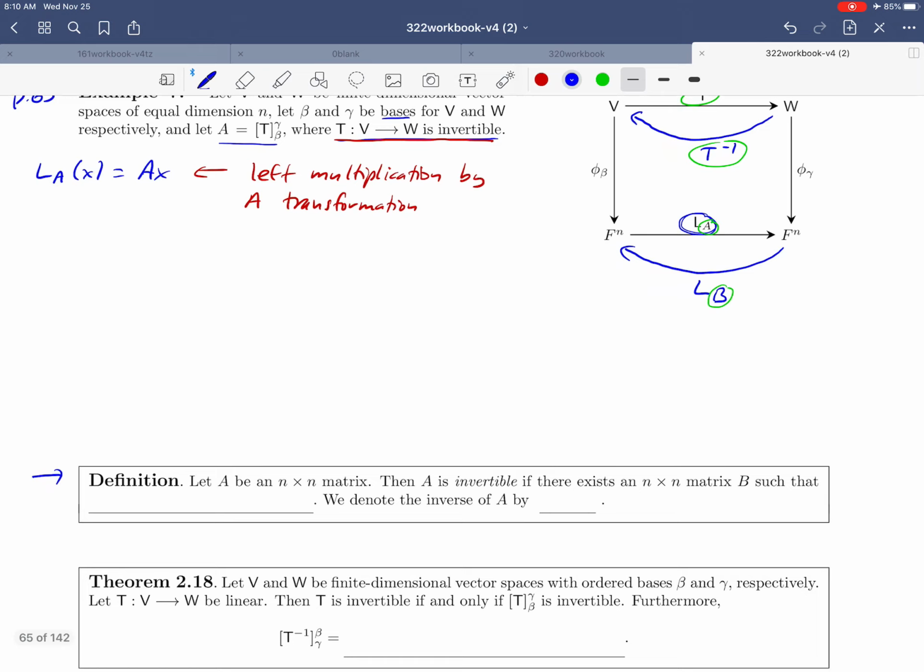So let's start with an n by n matrix, like the one that we had in the example before. Then A is invertible if there exists an n by n matrix B such that AB equals BA equals the identity matrix. And I'll put an n on it just to emphasize that that identity matrix is n by n. And we denote the inverse of the matrix by A inverse. It turns out that the matrix B in the picture that we drew is exactly the inverse of A according to this definition. And we'll make a note here: we will talk in much more detail about matrix inverses in chapter 3.